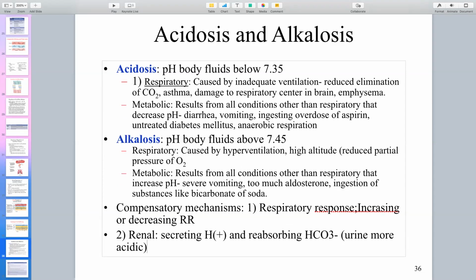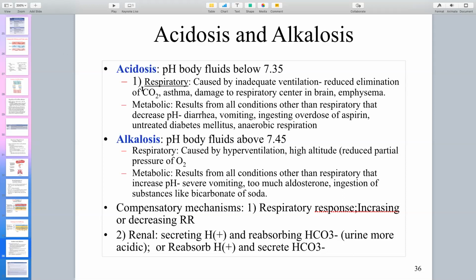So in the renal response, we can secrete hydrogen and reabsorb bicarb, or we can reabsorb hydrogens and secrete bicarb. By secreting, I mean getting rid of, excreting it.